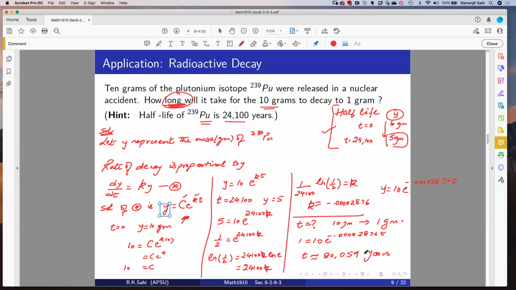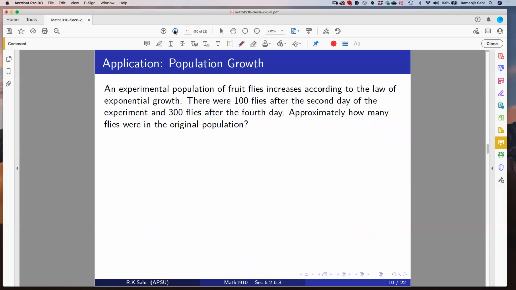Okay, now let's look at another problem, which is the population growth model. An experimental population of fruit flies increases according to the law of exponential growth. The information is there are 100 flies after the second day of the experiment, and there were 300 flies after the fourth day. Approximately, how many flies were in the original population?